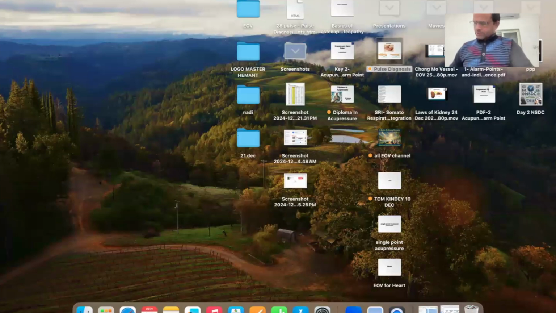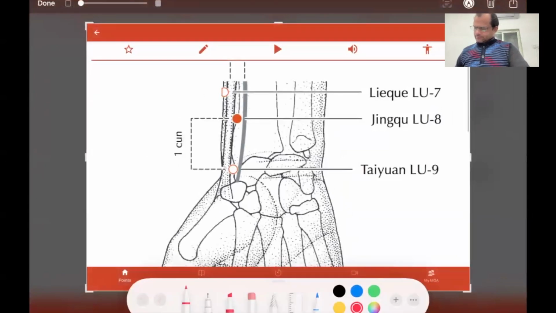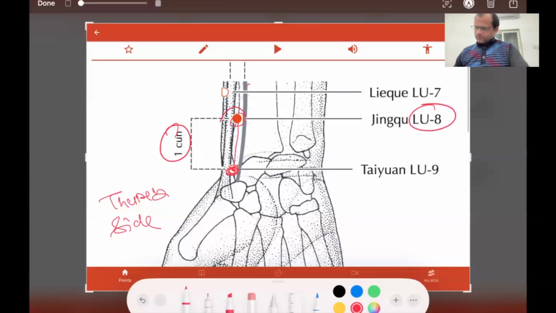So this is the location of lung 8. Lung 8 point is located on the thumb side, one chun proximal from the wrist. हमारे wrist से एक चुन ऊपर, that is the lung 8. Here this is the place from where the radial artery is passing.